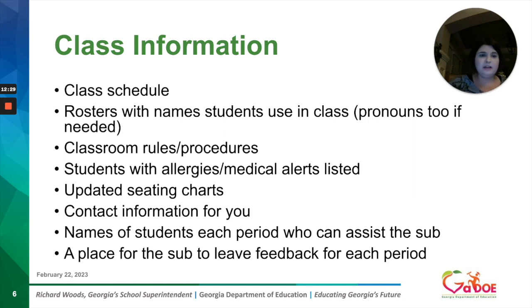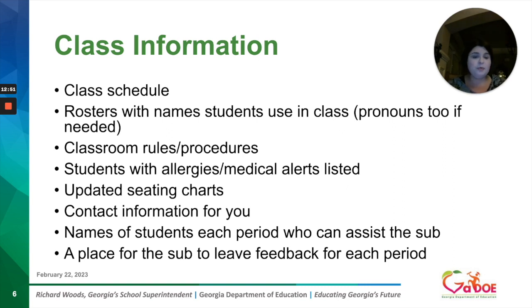Provide your contact information. I have always put my personal cell phone number in my sub plans, and this is year 21 for me, and I've never had a sub call me or text me. Now, you can use a Google Voice number or whatever, but provide the sub your information so that if they really don't know how to solve something, they can get in touch with you.